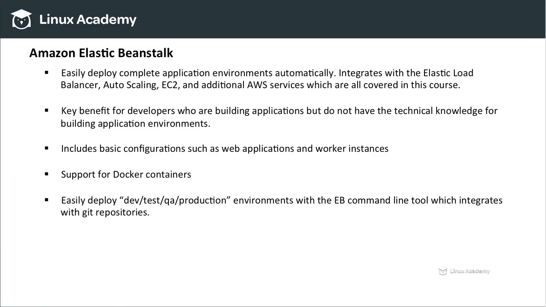Amazon Elastic Beanstalk is a service that allows us to automatically deploy specific AWS resources. It gives us an easy-to-use interface. A lot of times, this is used by developers who need to deploy applications but don't have the need for architecting complex infrastructures, or the knowledge. So it's easy to deploy complete application deployments automatically.